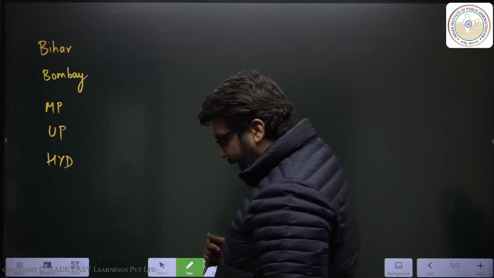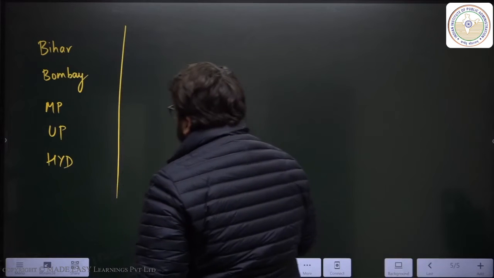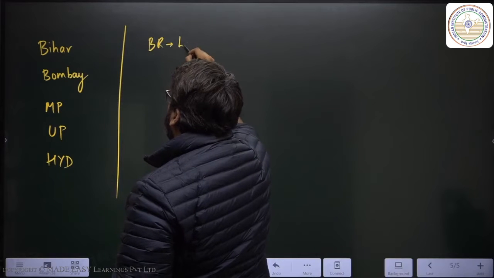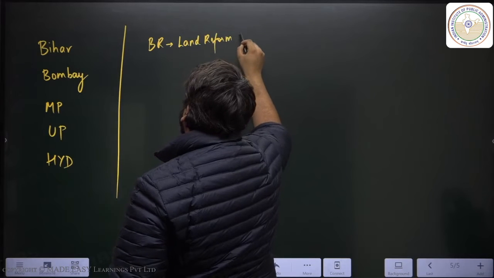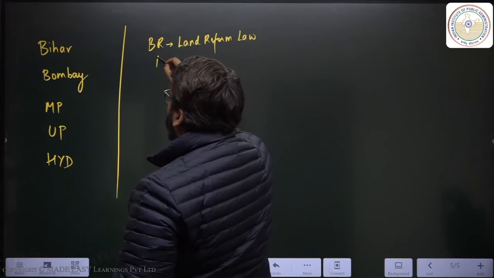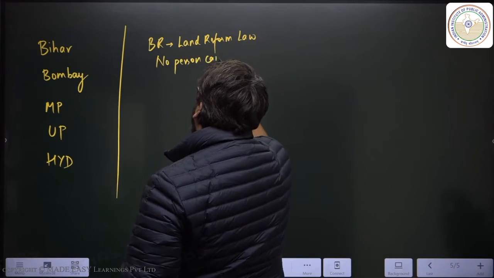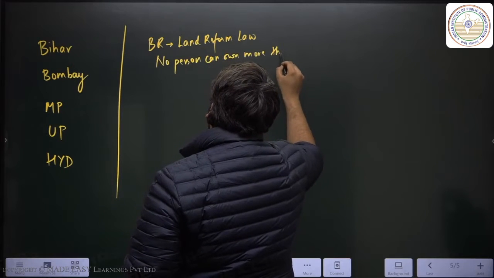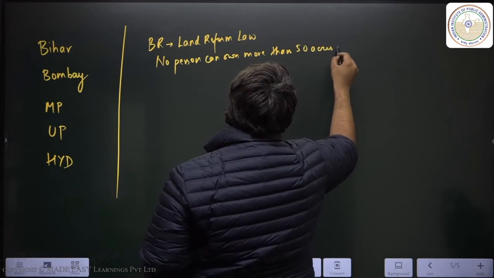Now let's understand what happens after. You see, let us say Bihar enacts a land reform law. It says no person can own more than, let us say, 50 acres of land.